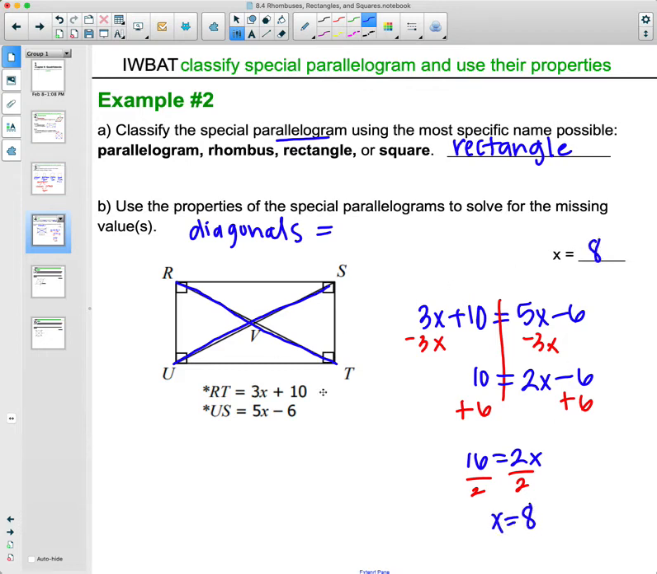Then I like to just check it to make sure, because we know that we want them to be congruent. So let's check our work by plugging it in. So 3 times 8 is 24 plus 10 is 34. 5 times 8 is 40. 40 minus 6 is 34. So we get congruent diagonals. That's good.